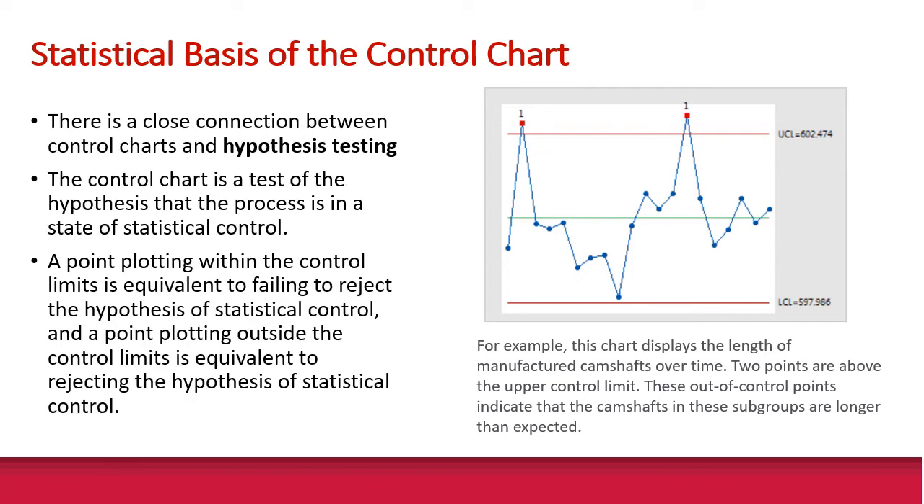So there's a close connection between control charts and hypothesis testing. The control chart is a test of the hypothesis that the process is in a state of statistical control. A point plotting within the control limits is equivalent to failing to reject the hypothesis of statistical control, and a point plotting outside the control limits is equivalent to rejecting it. So this lays the theoretical framework for why the control chart is useful and why we can use it.